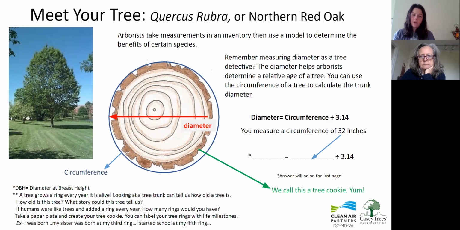There's another way we would calculate the diameter. We would normally take the circumference of the tree, or do we see this blue circle around the trunk of the tree, and then divide it by a number called pi, 3.14, to determine the diameter. So I have the equation on the right side of the screen. You can see diameter is equal to circumference divided by 3.14. So let's say you measure a circumference of 32 inches. You would say diameter equals 32 divided by 3.14. That would give you a diameter of about 10 inches.